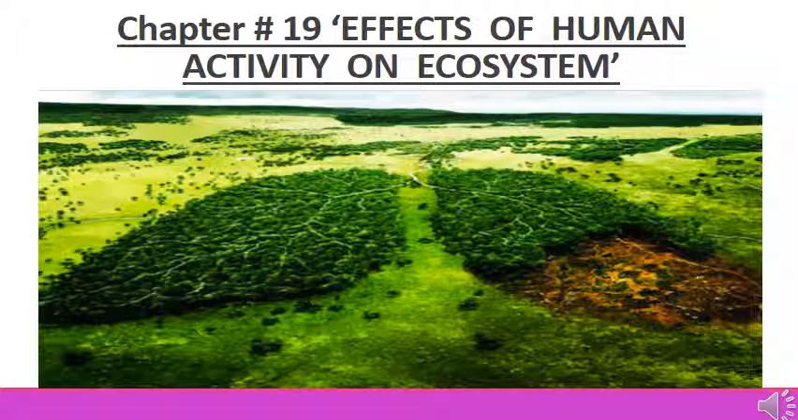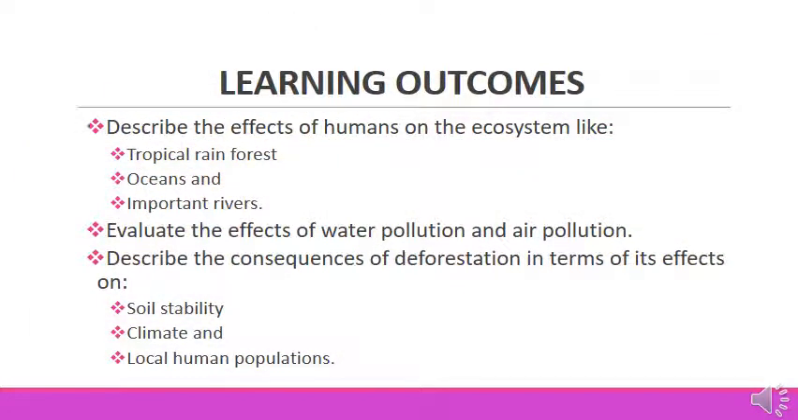Today we are going to discuss chapter number 19, Effects of Human Activity on Ecosystem. By the end of this video, you should be able to describe the effects of humans on the ecosystem like tropical rainforest, oceans and important rivers, and then you should be able to evaluate the effects of water pollution and air pollution, and then you should be able to describe the consequences of deforestation in terms of its effects on the soil stability, climate and local human population.